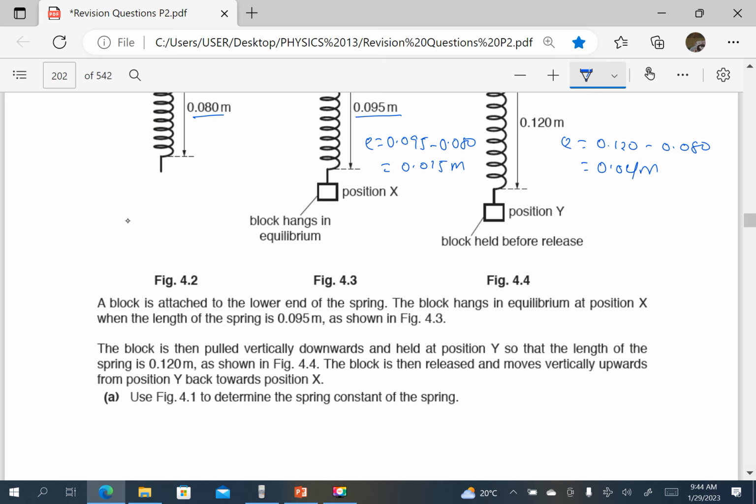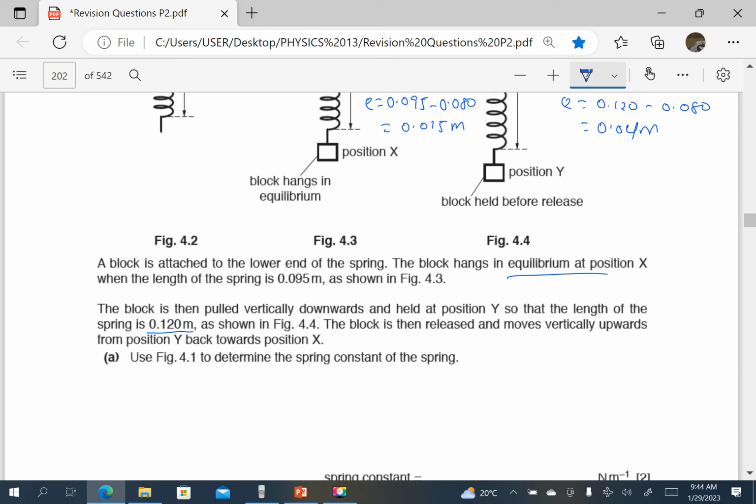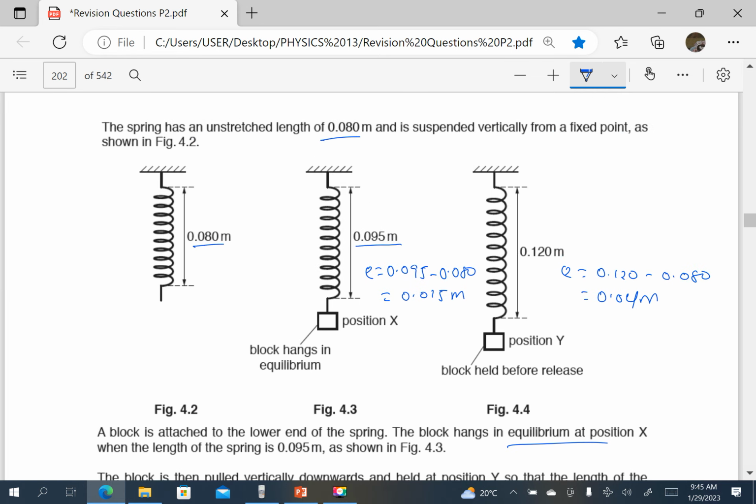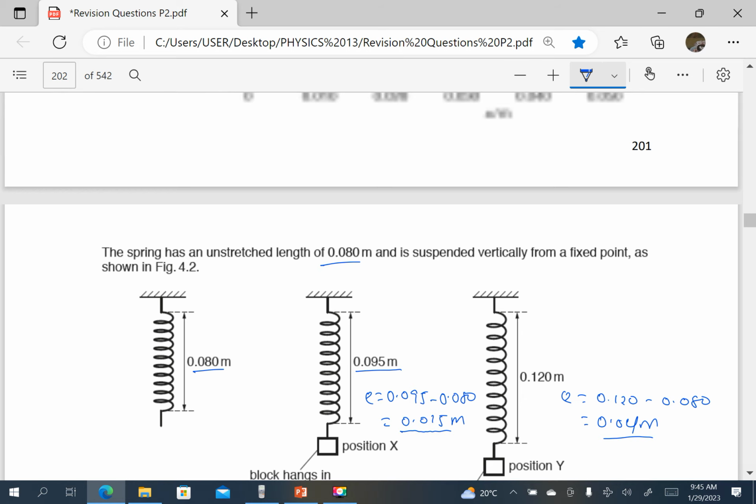The block hangs in equilibrium at point X. The block is then pulled vertically downwards and held at position Y, so that the length of the spring is 0.12 meters, as shown in the figure. The block is then released and moves vertically upwards from position Y back towards position X. Use the figure to determine the spring constant of the spring. So in position X, the extension is 0.015. In position Y, the extension is 0.04. From the graph, we can find the spring constant.